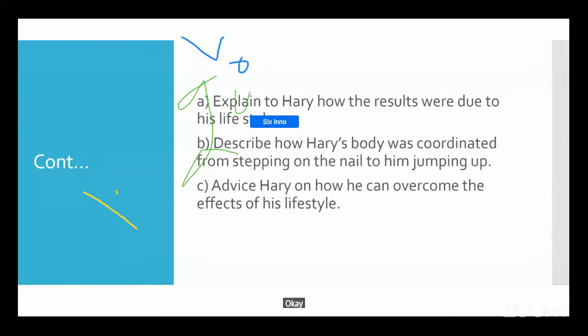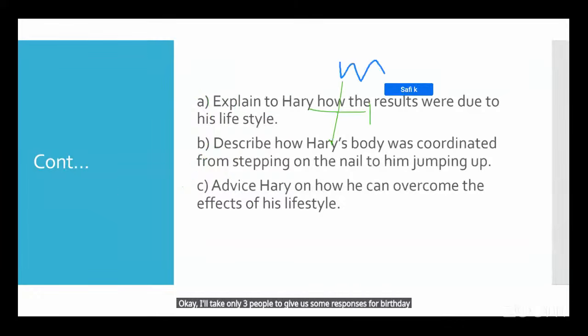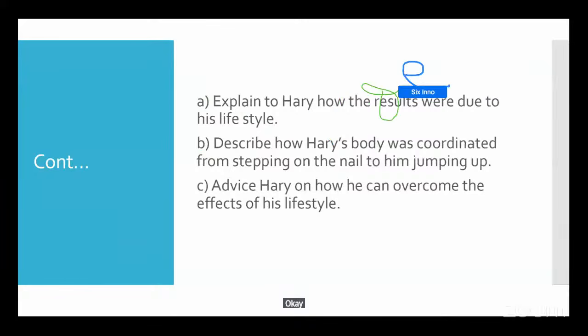Okay, I'll pick only 3 people to give us some responses for part C, and then we move. Okay, I hope, Dina, this time you are ready.